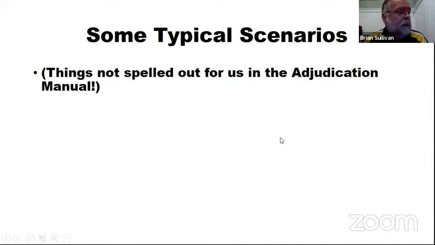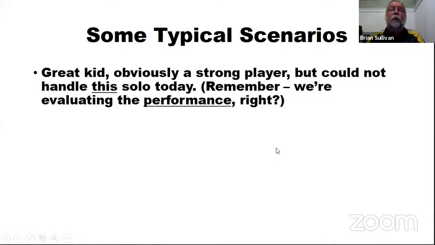Okay, I am almost done here. So some typical scenarios that we might have to deal with, just to think about, just like you would in a real brick and mortar classroom. That great kid, obviously a strong player, but could not handle this solo today. And this is where my challenge to you way back at the beginning, if we're evaluating the performance rather than the performer, this is going to be hard to do. You're going to recognize that this is probably an all-state, at least an all-county kid. They're doing great, but this particular piece, they could not handle it. A kid that, with a better selected piece, would certainly walk out with a superior. Now they're looking at an excellent or maybe lower. So make sure that you're willing to deal with that, talking to the student and maybe even their director after the event.